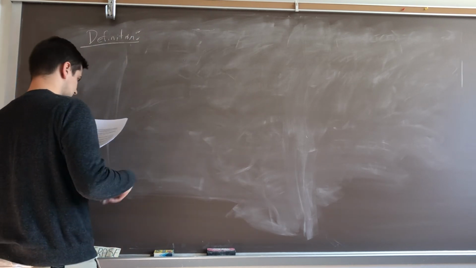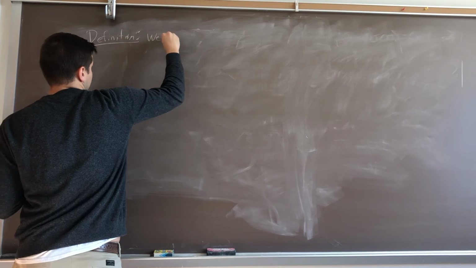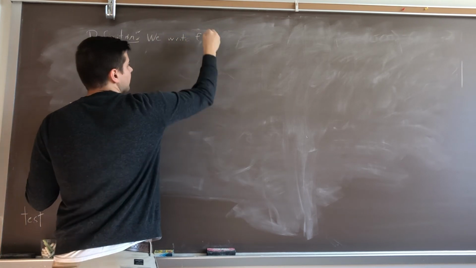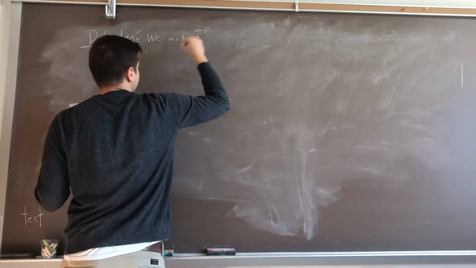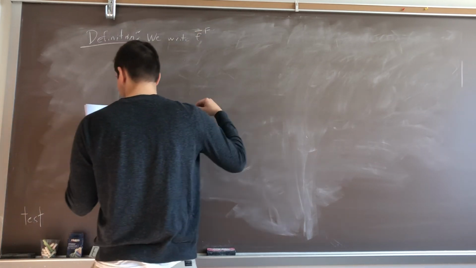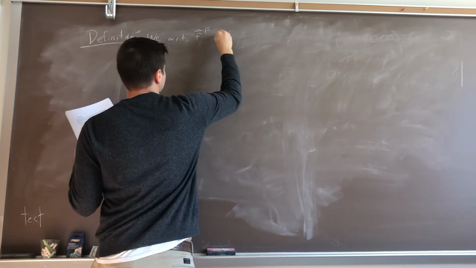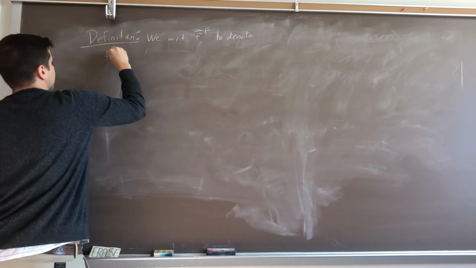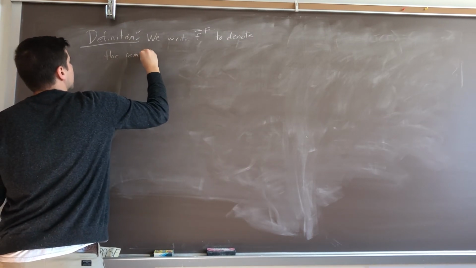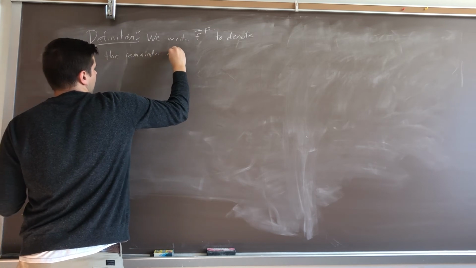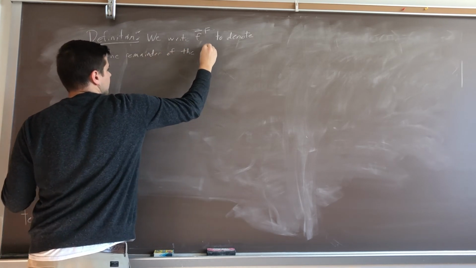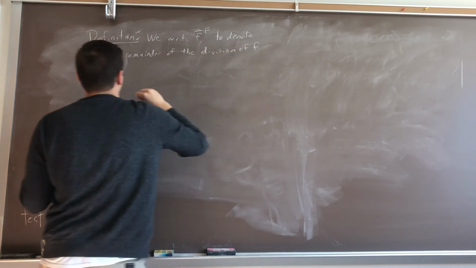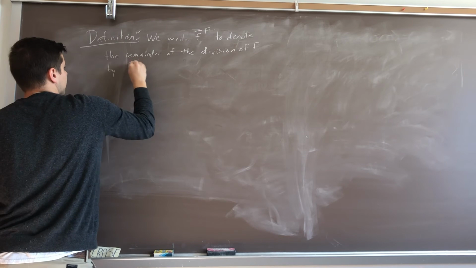And basically we are going to write f, lowercase f, over bar, capital F, to denote the remainder of the division of little f by big F.